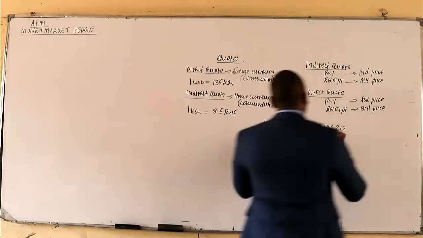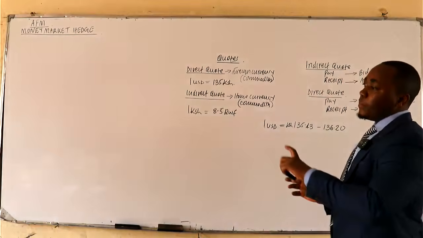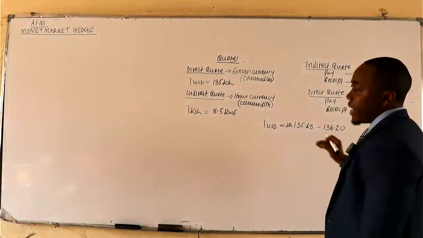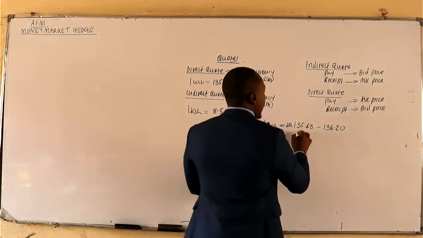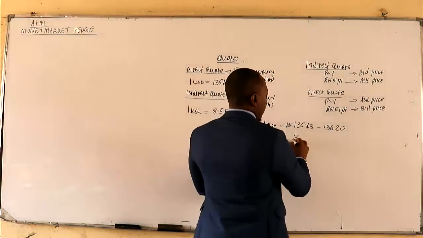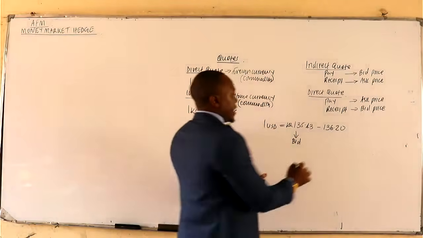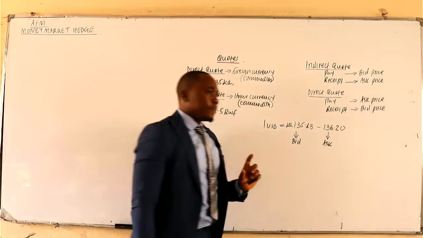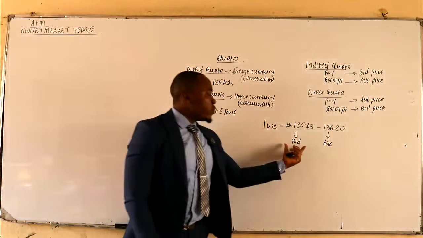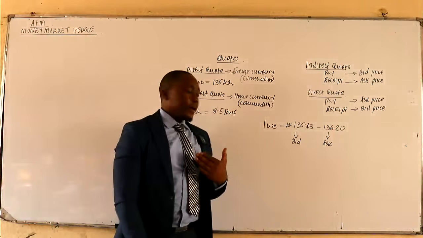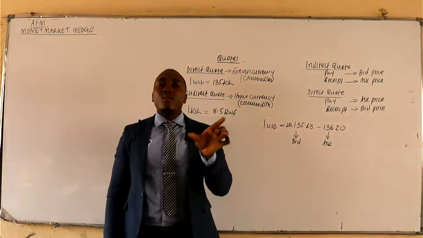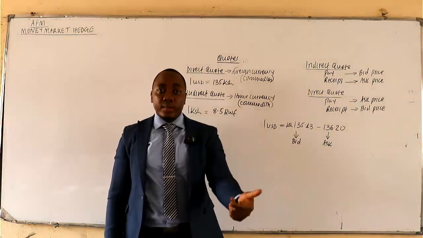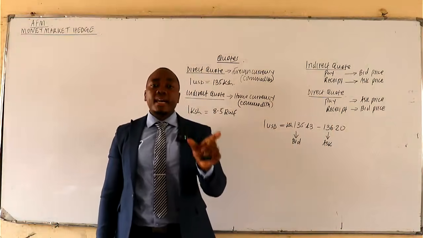For the two Kenyan shilling amounts we have here, one is the bid price and the other is the ask price. How do you differentiate between them? The bid price is always the lower amount, and the higher amount is what we call the ask price. For example, if you want to sell dollars to a bank, the bank will buy the dollars at the lowest price. That lower price is what we call the bid price.